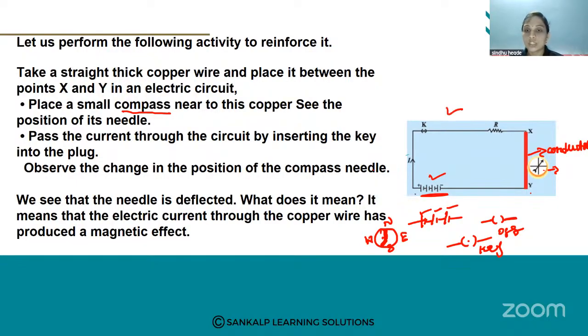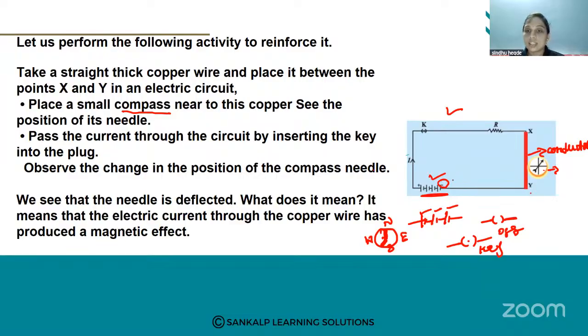The positive terminal of the battery is connected to the key, and another end of the key is connected to the resistance, and another end of the resistance is connected to one end of the conductor, and another end of the conductor is connected to the negative terminal of the battery. This is about the circuit connection.